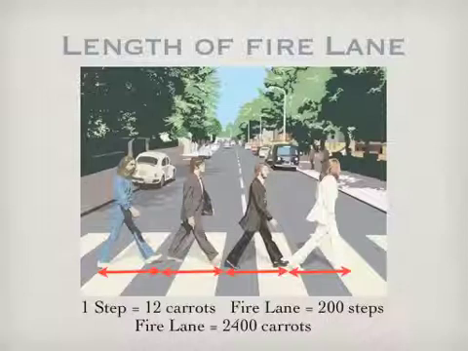2,400 carrots. Now to change that into meters, I had to figure out that there were 16 carrots in 1 meter, so I divided 2,400 by 16, which gave me a length of approximately 150 meters for the fire lane.